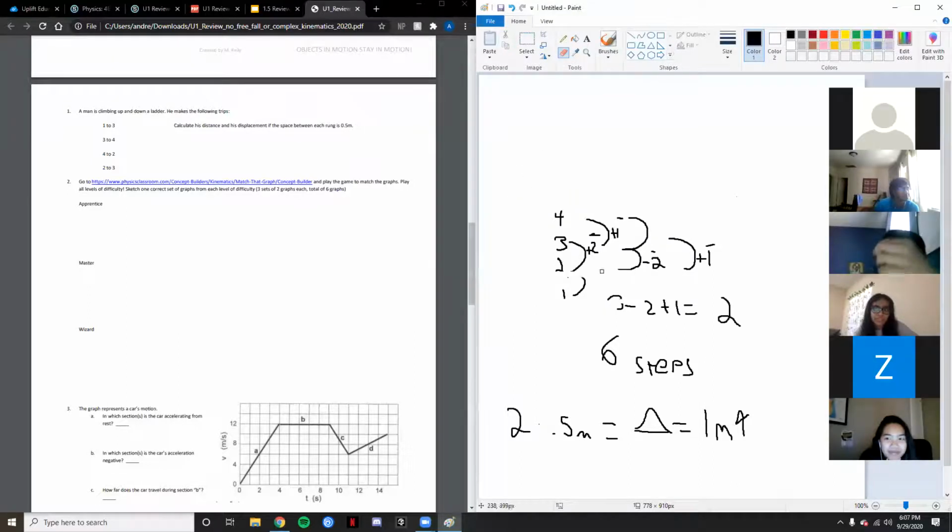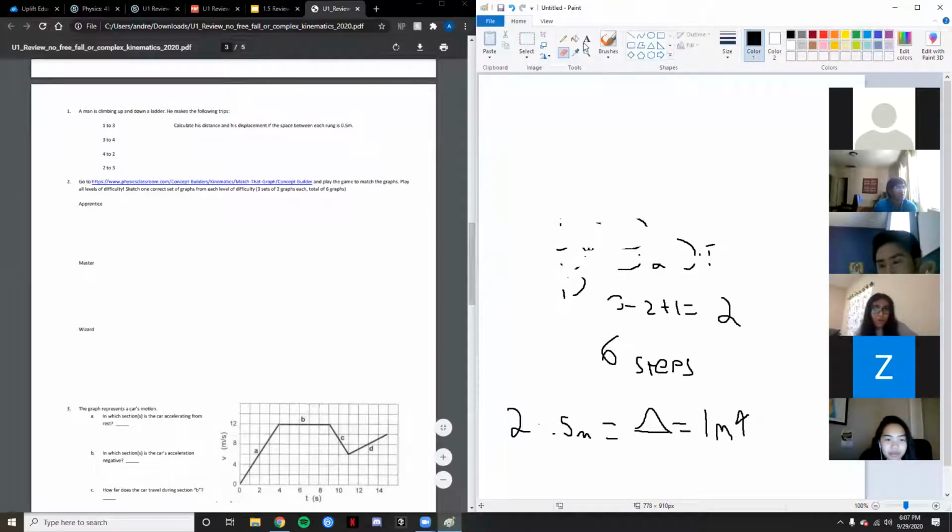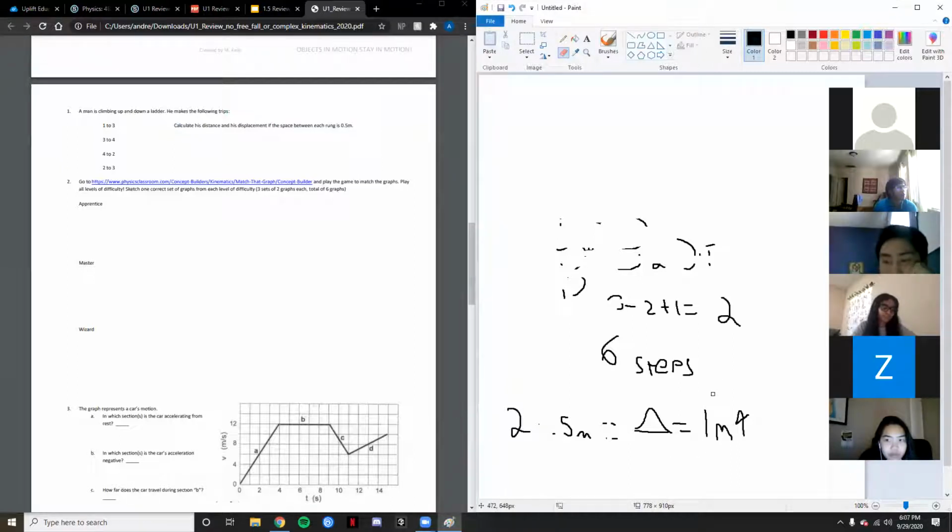Wait, Andrew, I have a question. Yes. It would be 2 steps above. Is there a conversion for this, or is it just steps alone? What was the displacement? Displacement was 1 meter. Got it. Okay, I didn't get the conversion. 1 meter going up. You see a little arrow mark.